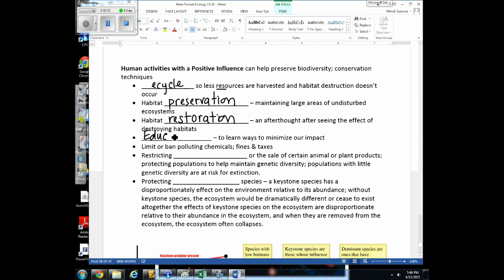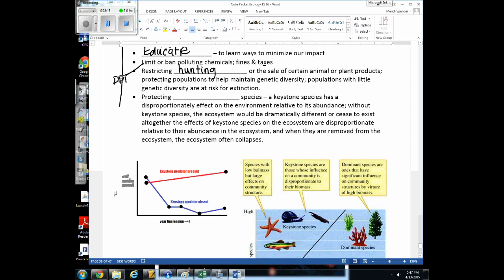We try to educate people so they can learn how to minimize our impact. We limit or we ban certain chemicals. For example, DDT is now banned in our country, but it's not banned in other countries, so it is finding its way into food chains. We will tax companies that are releasing too much pollution, or we fine them, or we even lower their taxes if they're a green company. We restrict hunting. We have endangered lists. Those organisms are not allowed to be hunted at all. A lot of our bans and regulations are put in place to protect what's called keystone species.